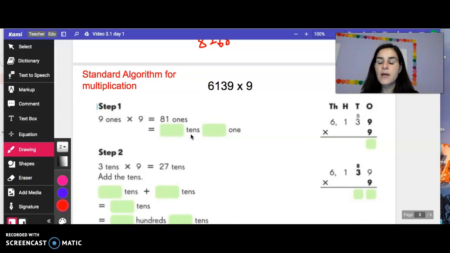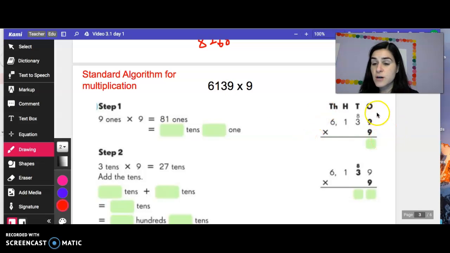Now, there is also what we call the standard algorithm for multiplication. And an algorithm is a set of steps you take to solve a problem. They're very specific steps. First you do this, then you do this, then you do this. And so when we're doing something like 6,139 times 9, this should be pretty familiar to you because we've done 2 digits times 1 digit, 3 digits times 1 digit, and now all we're doing is we're adding on the thousands place, but it's the same steps.